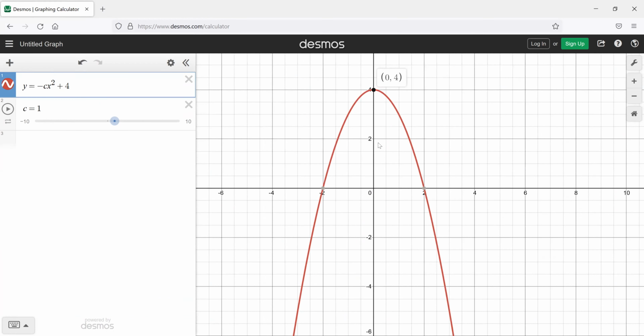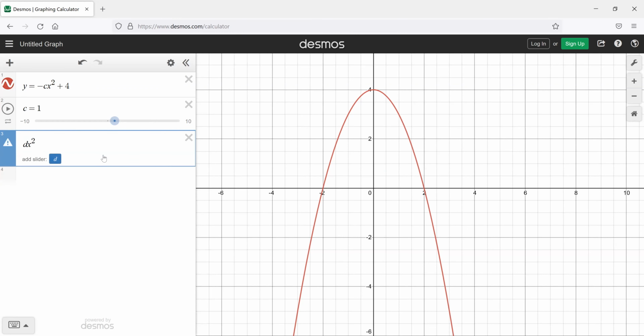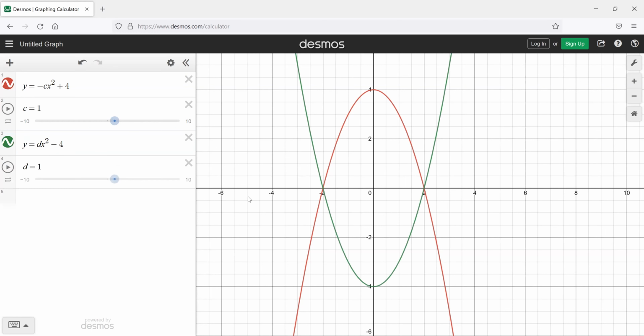Yes, I am. So that's the first one. Okay. The next one is a little tougher to see. I'm going to go a different one here. Let's go d x squared minus 4. Okay. And do you see how the green one opens up? So these hit in two spots. Do you see that? Yeah. Okay. And if I play them, I think we'll get the right behavior, but actually, let me tighten this one up here.